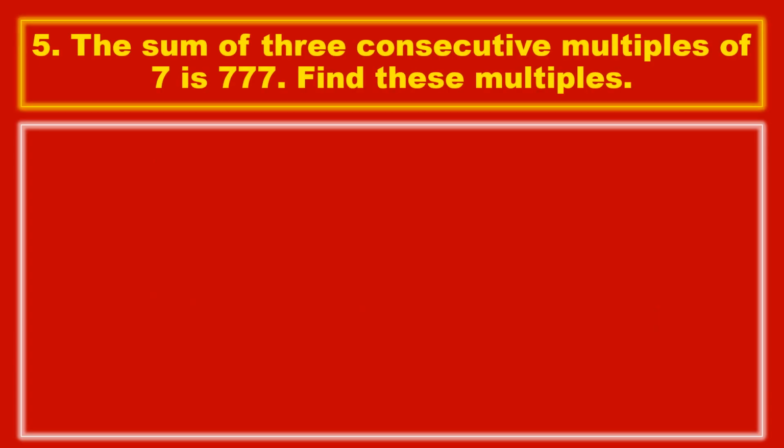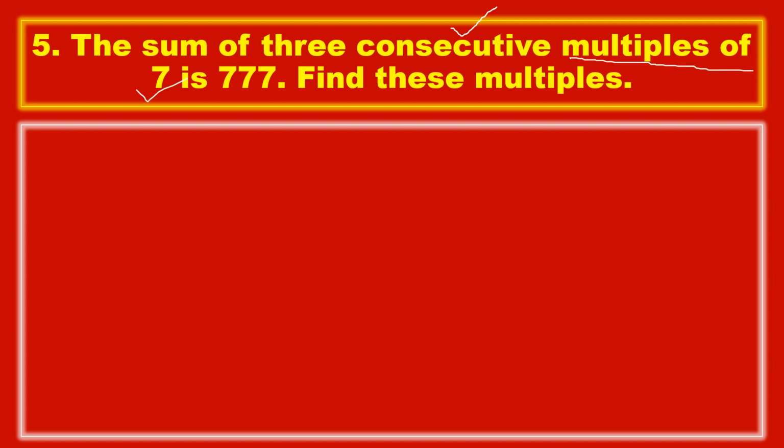Here is your next question. The sum of three consecutive multiples of 7 is 777. Find these multiples. So here also we got the word consecutive. Consecutive means next numbers. Now what are the next numbers here?